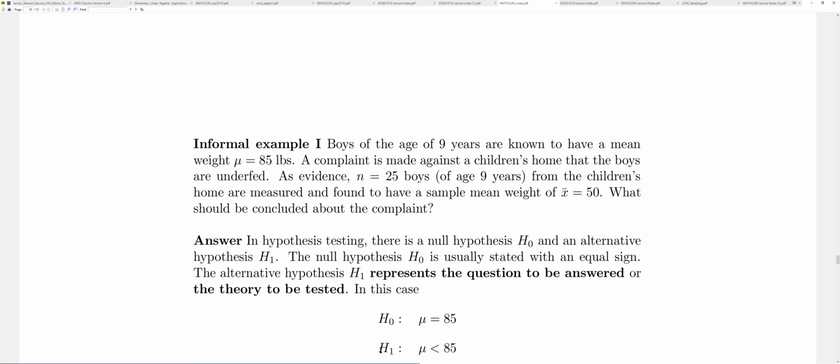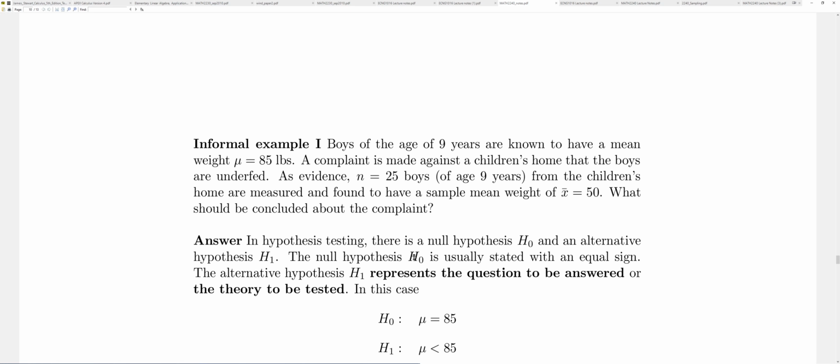So the hypothesis that we want to test is that mu is less than 85, and how you want to read this mu is the mean weight for your population, and the population in this case would be 9-year-old boys in the children's home. So H1 is mu is less than 85. This is the theory, the question that we want to examine.